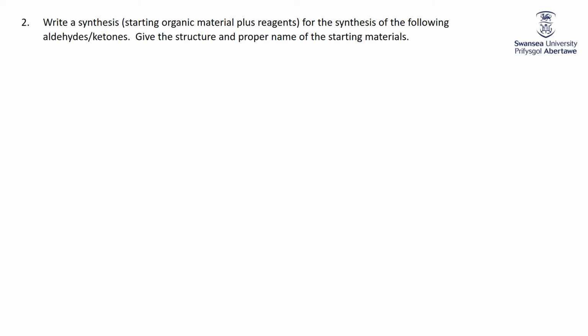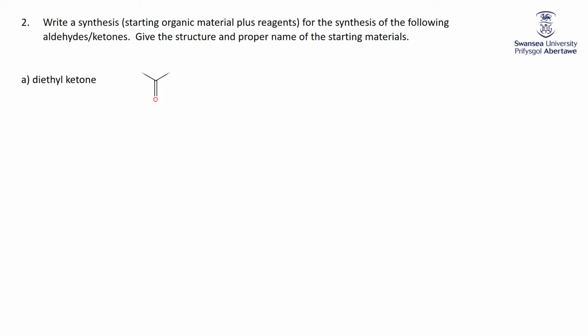Write a synthesis for the following aldehydes and ketones. Give them structure, and the proper name of the starting materials, if you can do so. But anyway, the way that we really know to synthesize most of these is simply by oxidizing alcohols. Oxidize a primary alcohol gently, and you make an aldehyde; oxidize a secondary alcohol, and you make a ketone. So that's pretty much what we're going to do here.